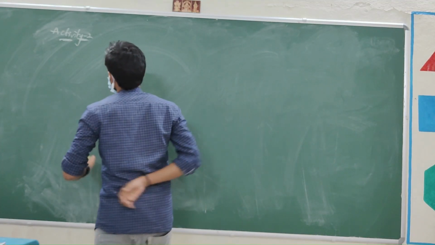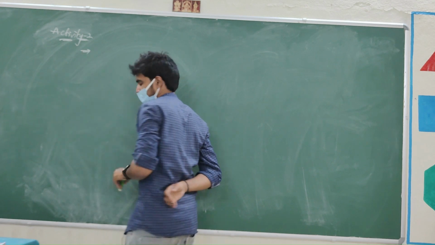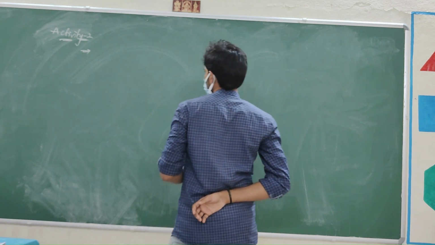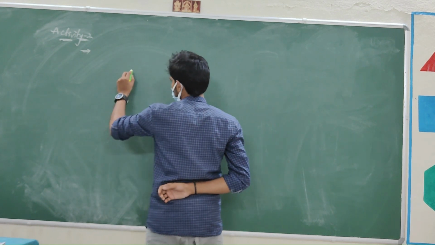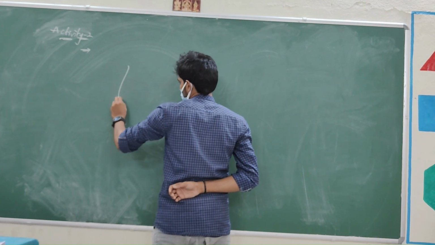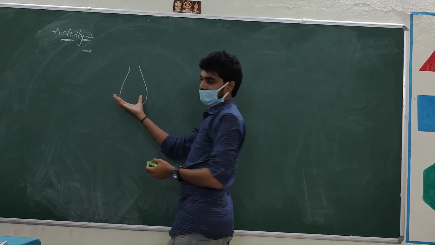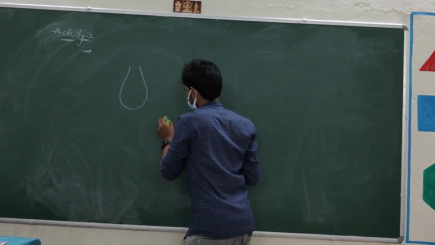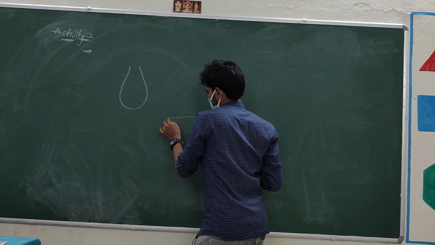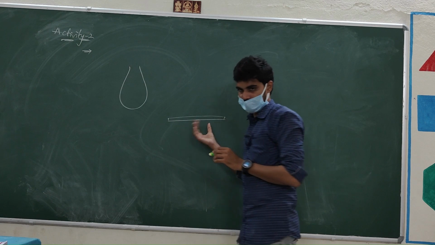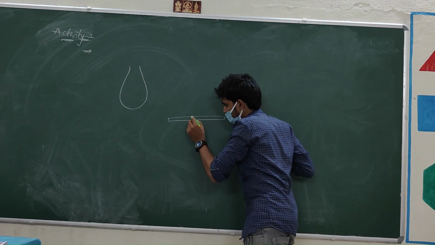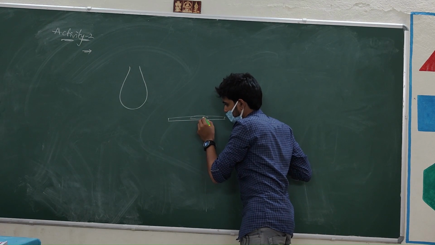Okay, just deal with activity 2 now. It's a very simple activity. In this case, what we are going to do is, we'll take a cover. Let's say this is a cover, and we'll take a sheet of cloth. We have taken a cloth here, and we're going to put a chopped onion here.